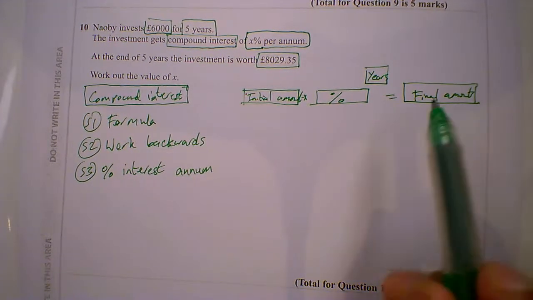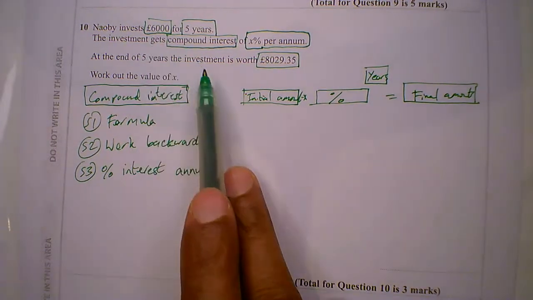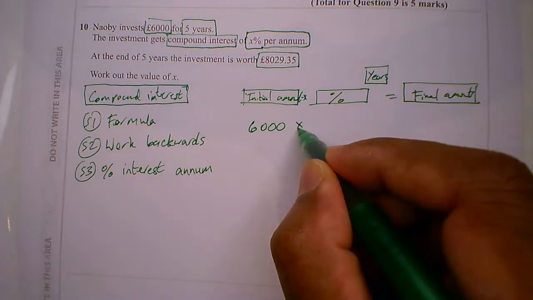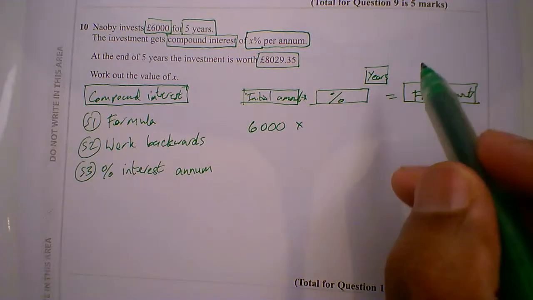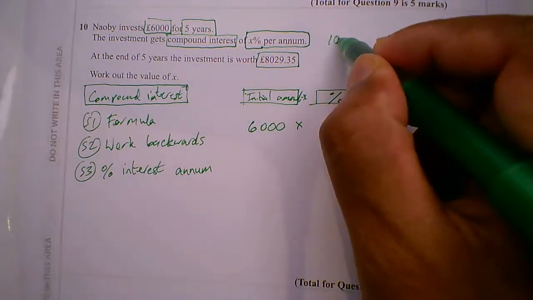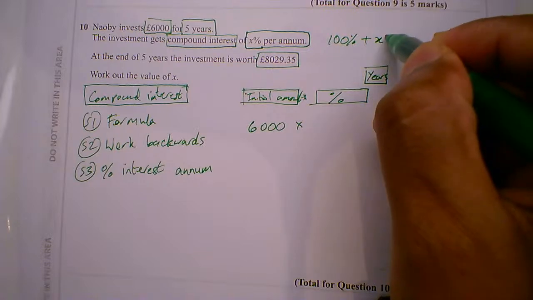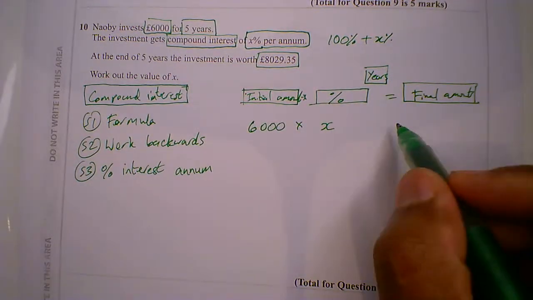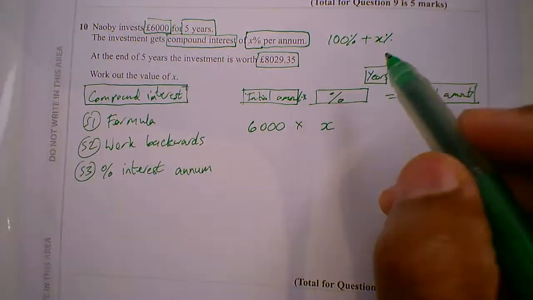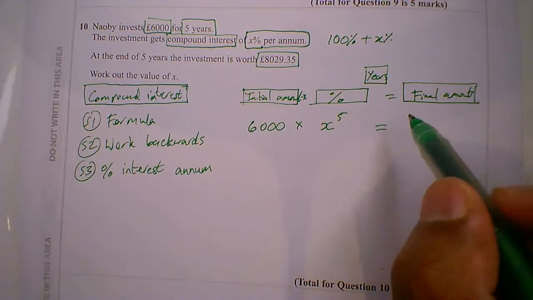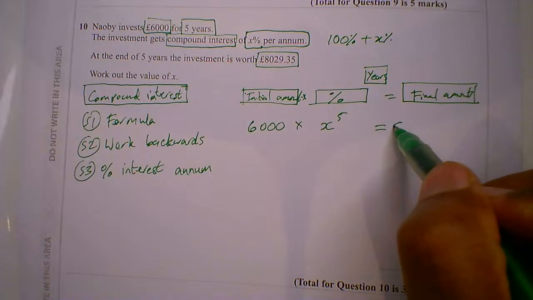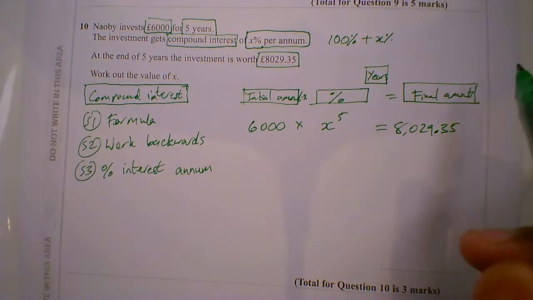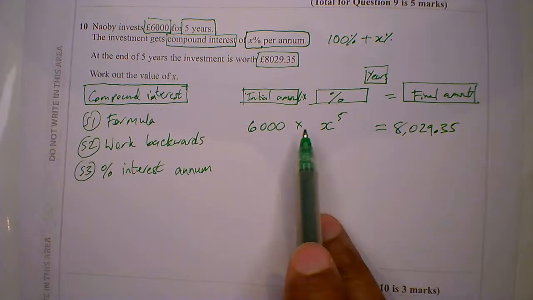Okay, so if I now put my information in, £6,000 is my initial investment, £6,000 times by my per annum. I don't know what it is, but remember, usually this is 100% plus X%. So for now, I'm just going to use X, and it's raised to the power 5 years, so 5 goes here, equals £8,029.35. So I've got my working forward. Now I need to kind of work backwards.